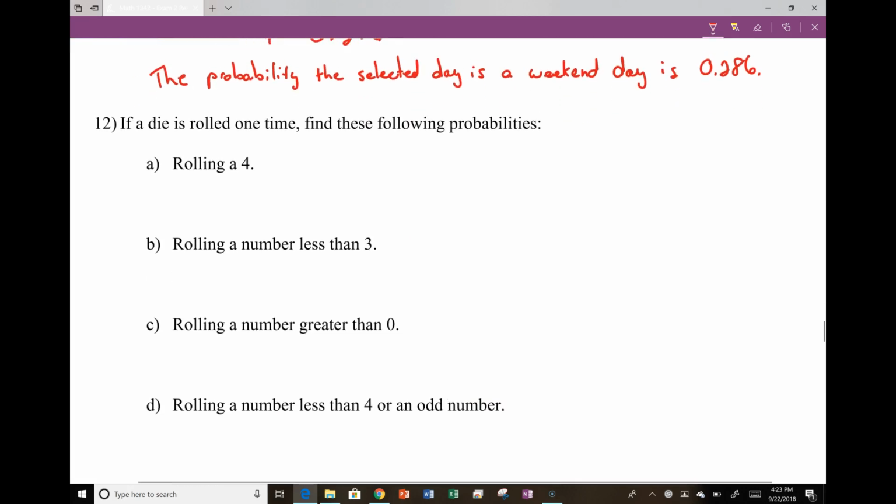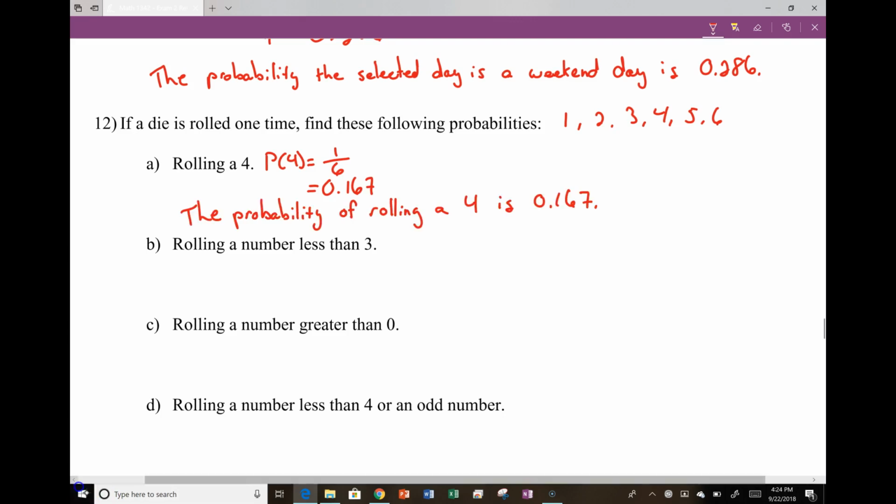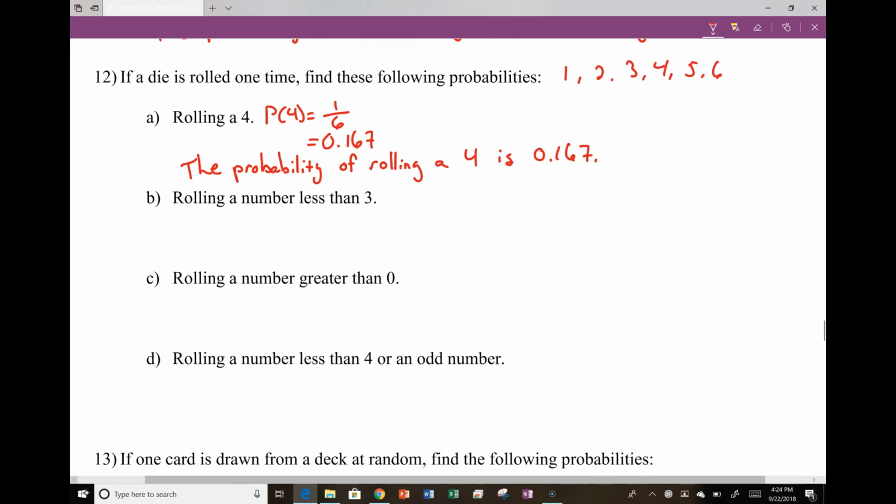So the probability that the selected day is a weekend day is 0.286. Now we're going to be rolling a die. Recall that the possibilities for rolling a die are 1, 2, 3, 4, 5, and 6. Find the probability that we rolled a 4. There are 6 total possibilities, and one time is it a 4. So that's going to be 0.167 rounded properly. So the probability of rolling a 4 is 0.167.